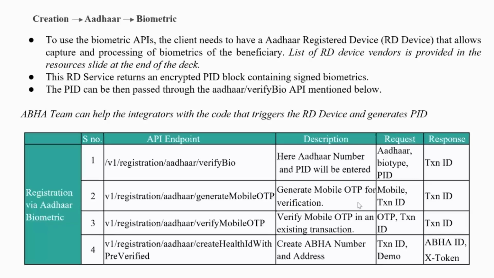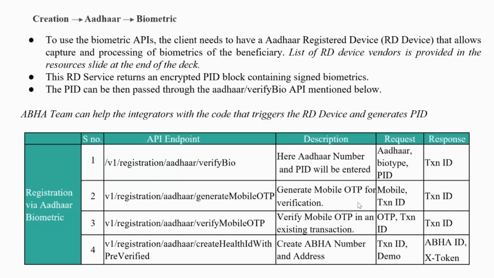After that, when this is passed, in response we'll get a TXN ID, and that TXN ID needs to be passed on to the check and generate mobile OTP, or generate mobile OTP would be fine. If you're using this API, you'll pass on the mobile number and the TXN ID. If you are using check and generate mobile OTP, you need to enter the same fields, but there it will check whether the mobile number is linked with Aadhaar or not.